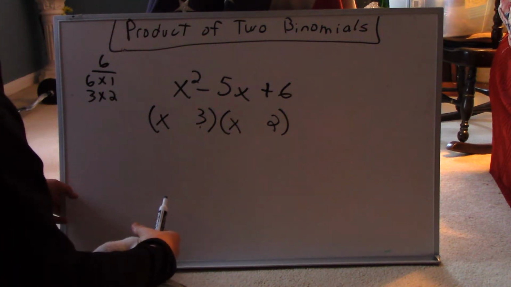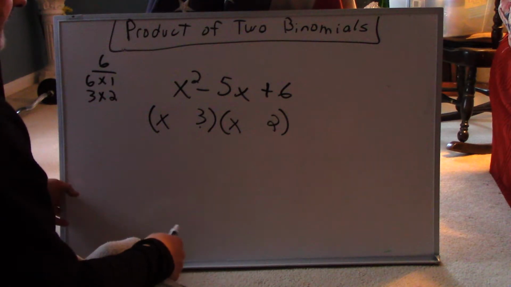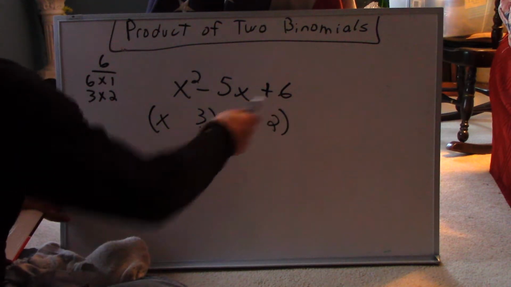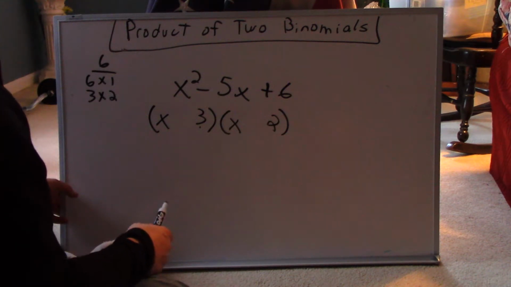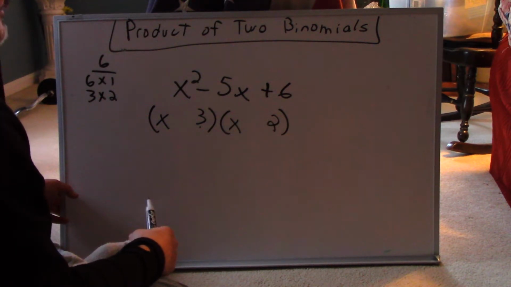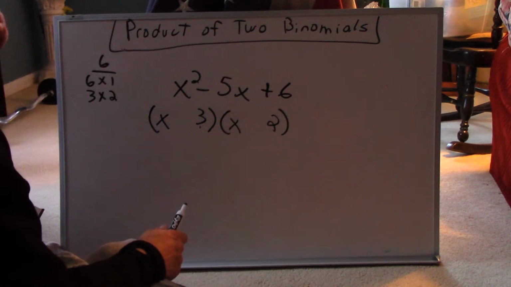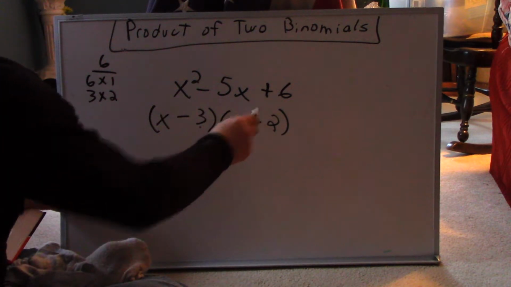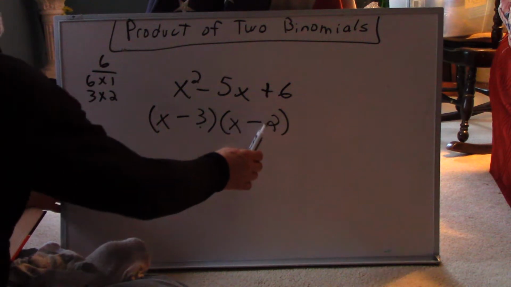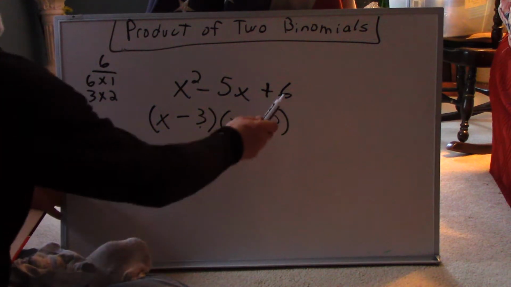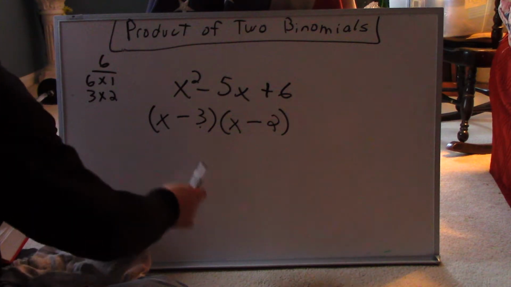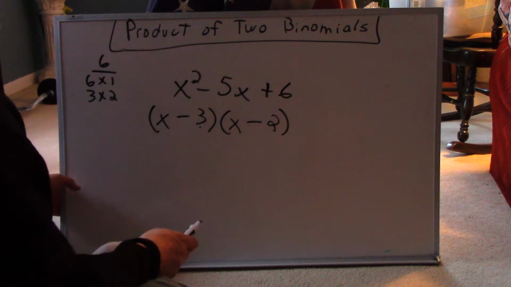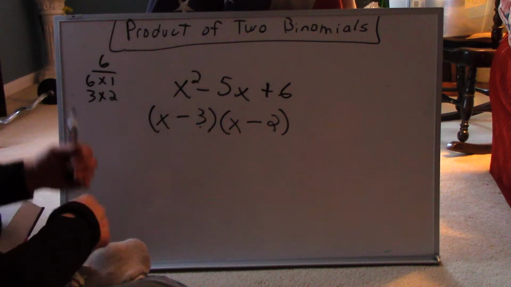Now, I might say, well, they both can be positive. Well, they could. But when I multiplied them, I get a positive 6. But if I added them, I sure as heck wouldn't get a negative 5. I would get a positive 5. So that can't be it. They have to be negative. Because a negative 3 times a negative 2 is a positive 6. And a negative 3 plus a negative 2 is a negative 5. So that's it, actually. That's the right answer.